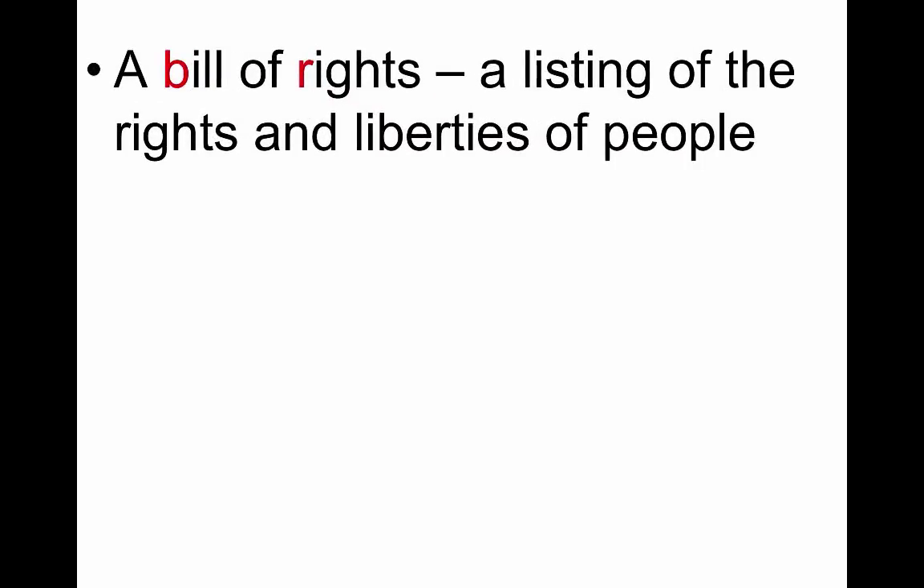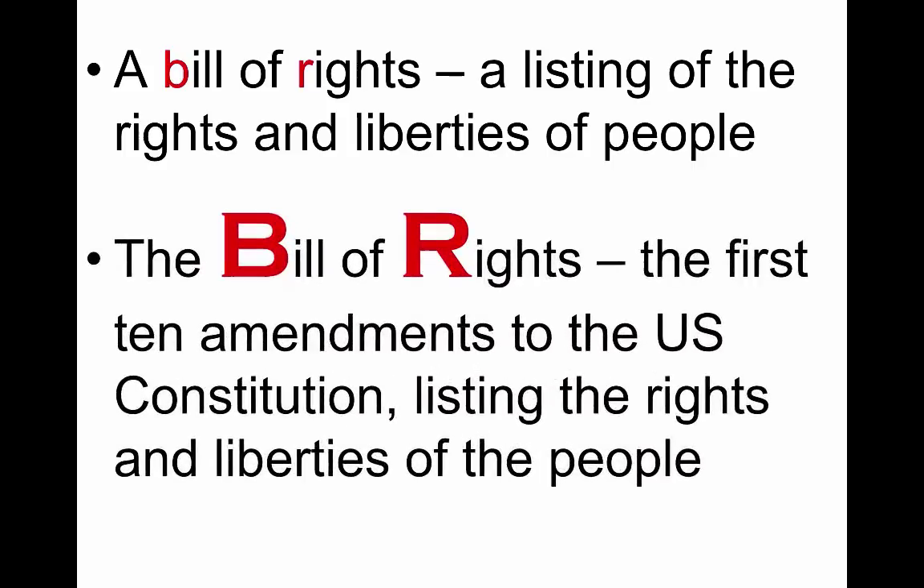Now, the definition of a Bill of Rights with a little b and a little r is a listing of the rights and liberties of the people. And that's something that you already know a little bit about because of the English Bill of Rights, which influenced the framers of the Constitution. But the big B of Bill, big R of Rights, is the first 10 amendments to the Constitution, which lists the rights and liberties of the people. So when we talk about the Bill of Rights, we're talking about the first 10 amendments. That's where you can find them.